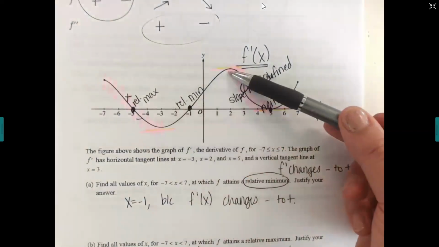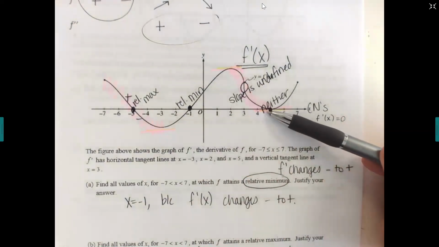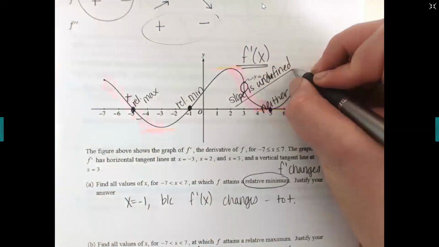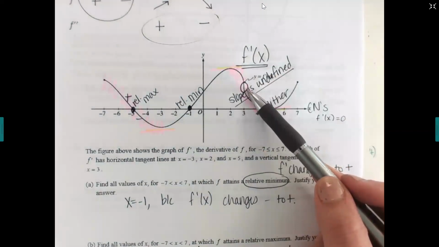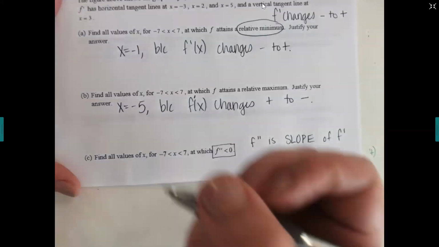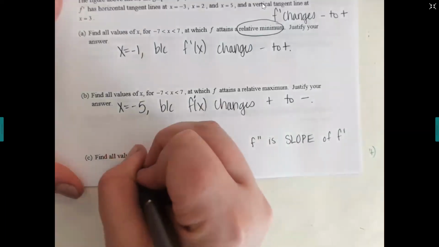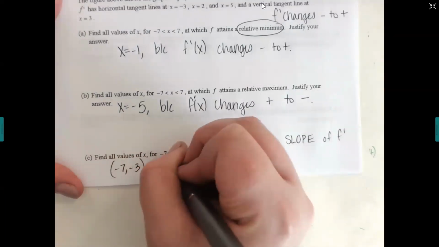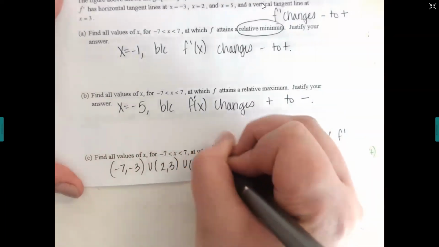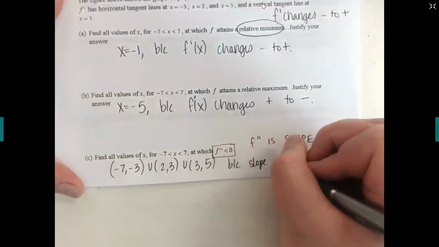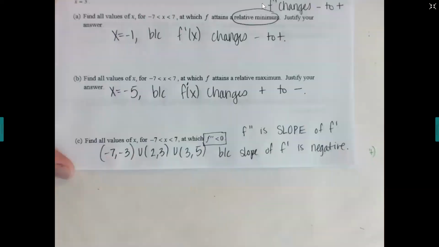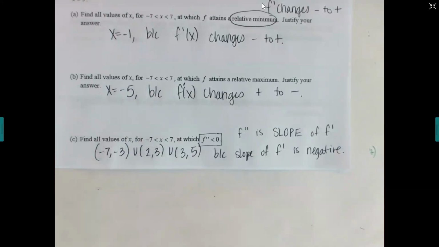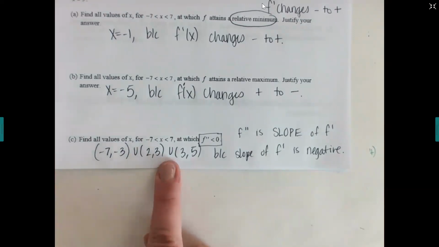-7 to -3, 2 to 3, and then 3 to 5. Okay, if it's undefined, they're asking me for negative slopes, then I can't include 3 because is the slope negative? No, it's undefined. Okay, so I'm going to put here that'd be -7 to -3, union 2 to 3, union 3 to 5. Okay, because the slope of F prime is negative. But again, if it weren't for the fact that it went vertical for a second, you could have easily put the 2 to 5 together and not had to break it up into two chunks.